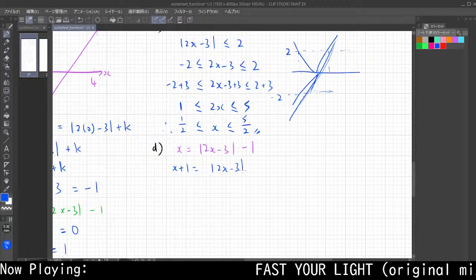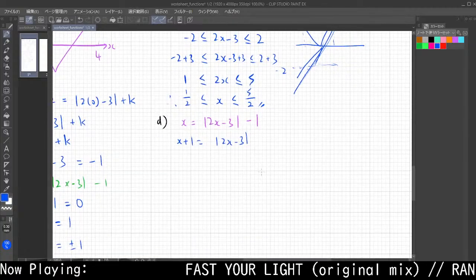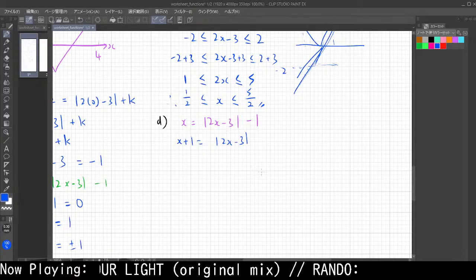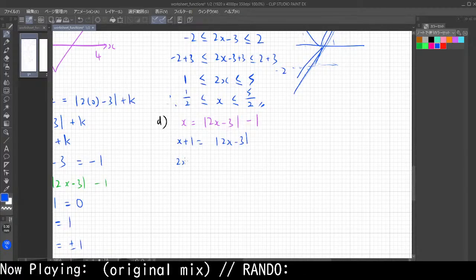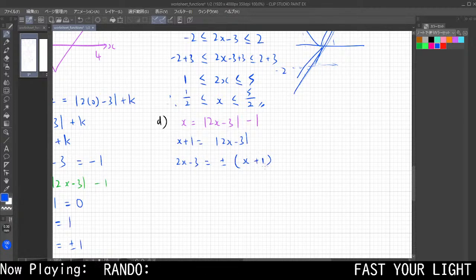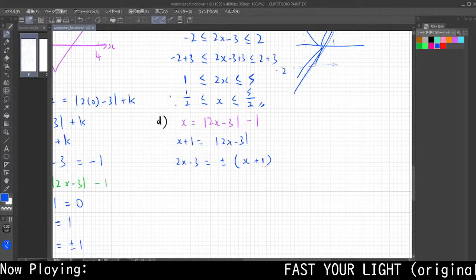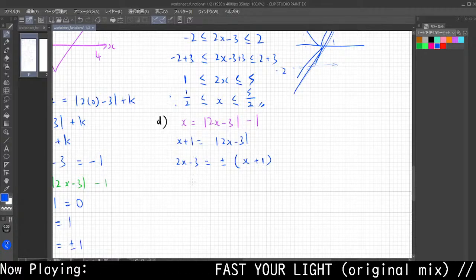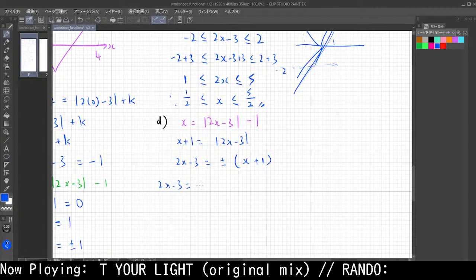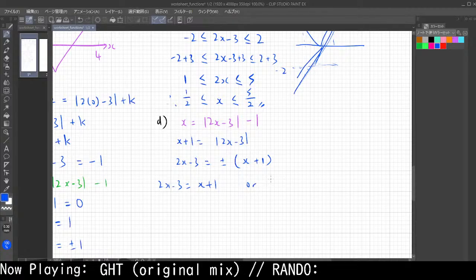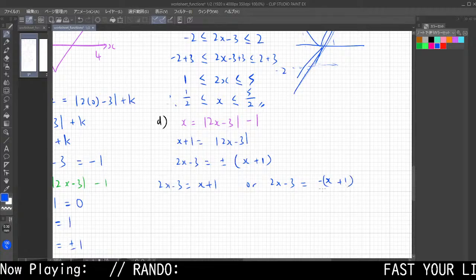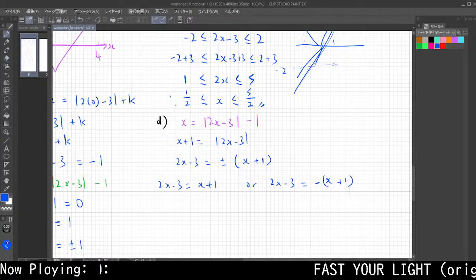Then remove the absolute value sign. You will apply a plus-minus to the opposite side, which in this case also applies to whatever you have over there, so it's no difference. It's just that your plus-minus is now applying to the entire side, in this case the entire x plus 1. Rearrange, you get 2 answers and then only one should be accepted. So 2x minus 3 equals x plus 1, the plus version, or 2x minus 3 equals negative bracket x plus 1, the negative version. So you get these 2 answers.